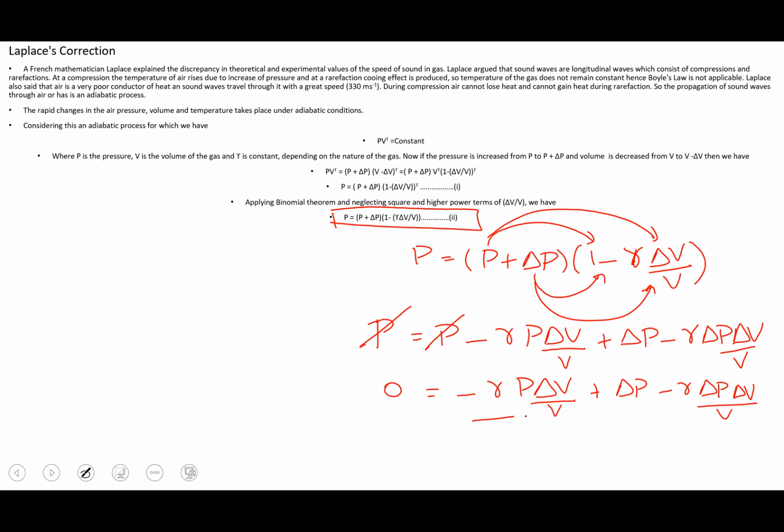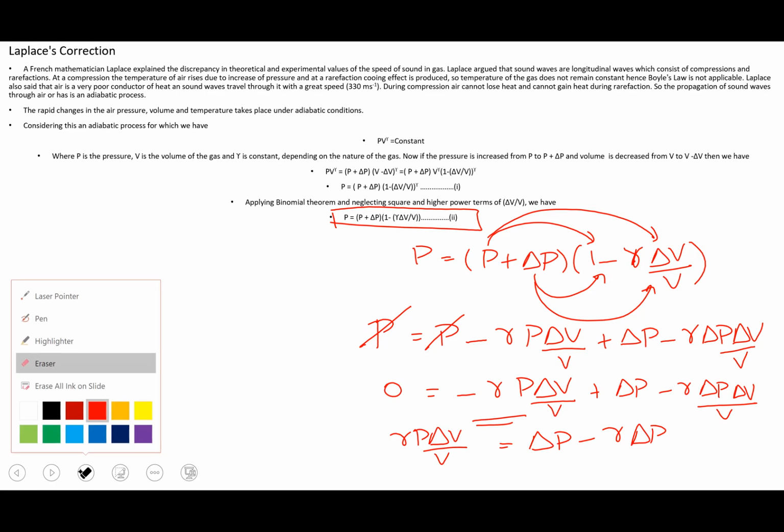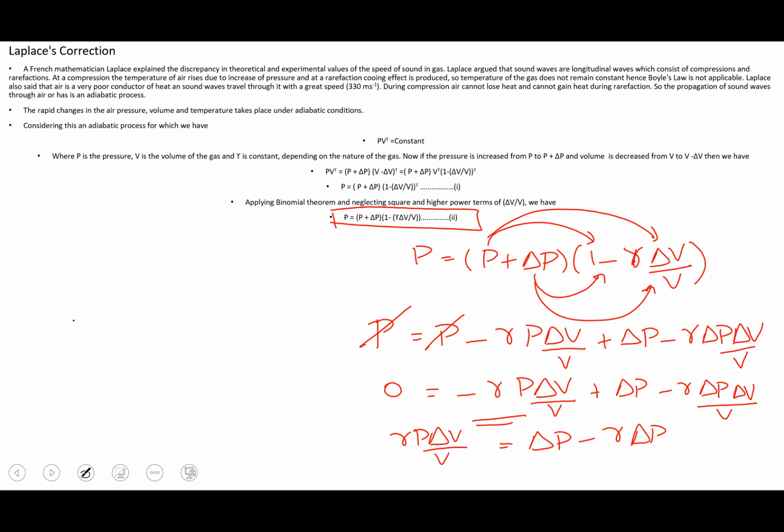If we take this negative sign to the other side, it will be gamma P delta V divided by V is equal to delta P minus gamma delta P delta V divided by V. So this much part is with us now. But this delta and delta both are very small values, so that it can be neglected.